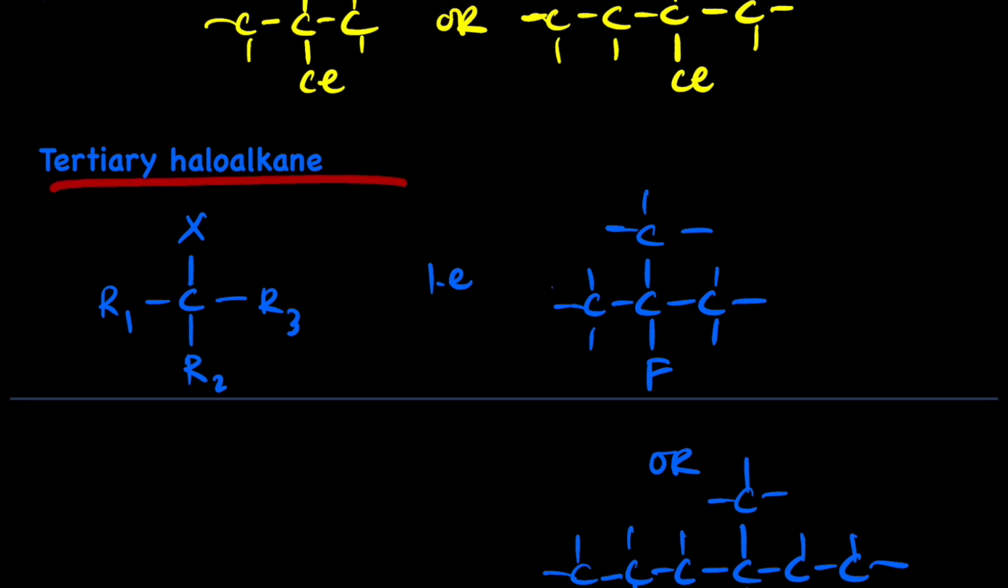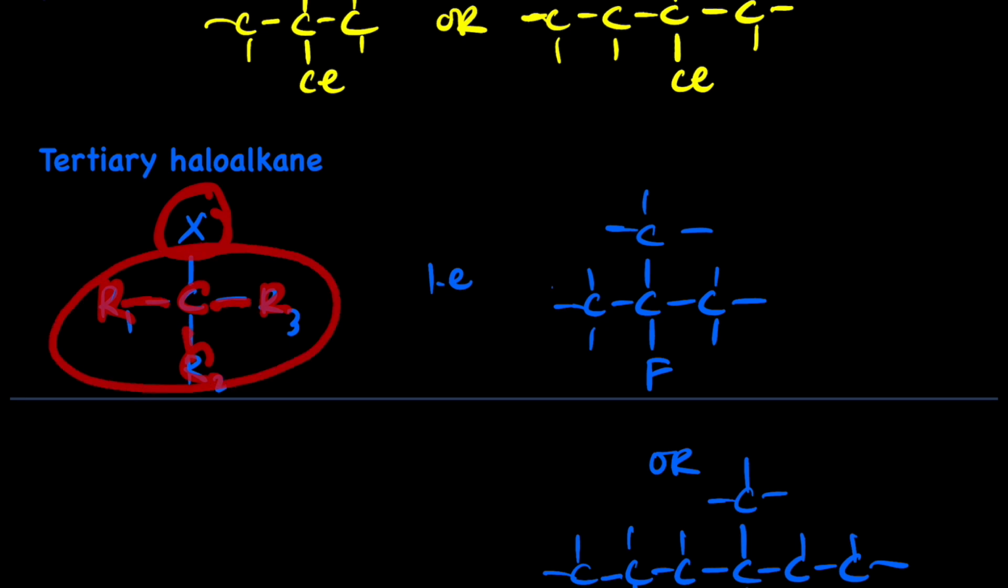Let's look at the tertiary now. The tertiary has to be 3. This carbon that has a halogen is attached to 3 carbons. This carbon, and this carbon. So it's attached to 3 carbons, so it makes it a tertiary.